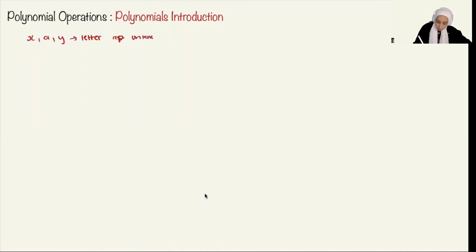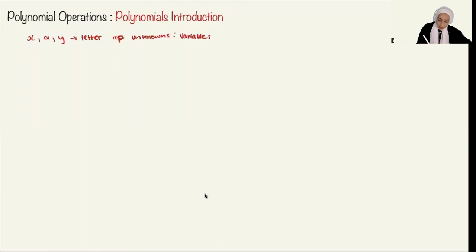Now, what are these called? These are called variables, okay? So it's really important that you recognize these terminologies before we move forward. So letters that represent unknowns are called variables.